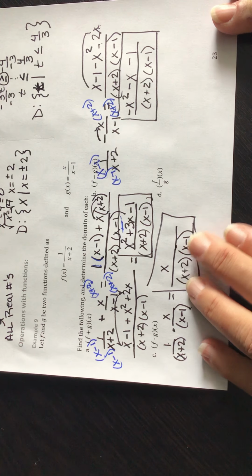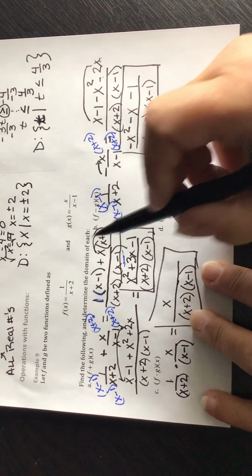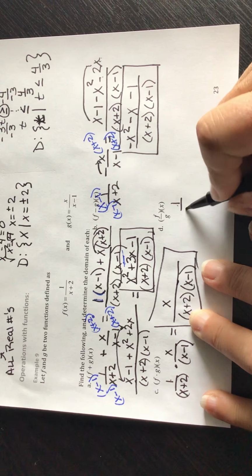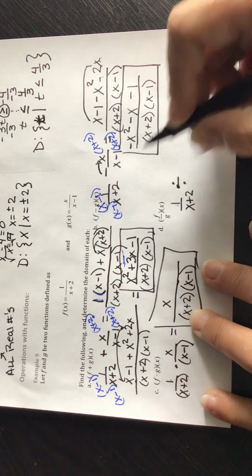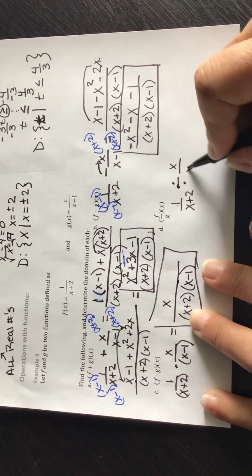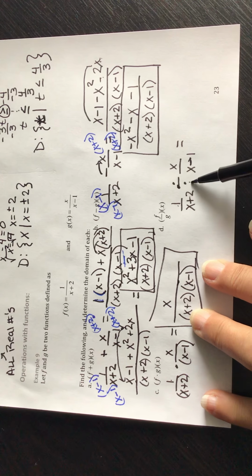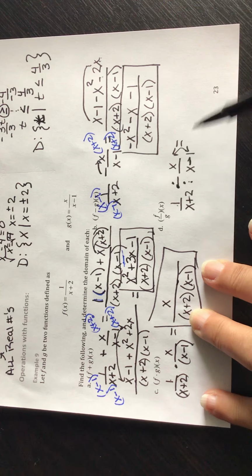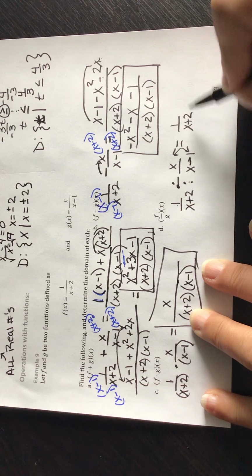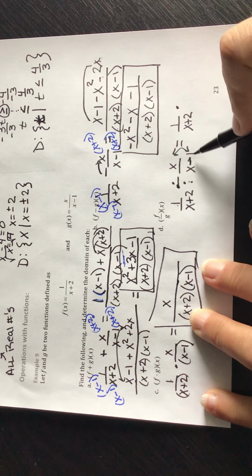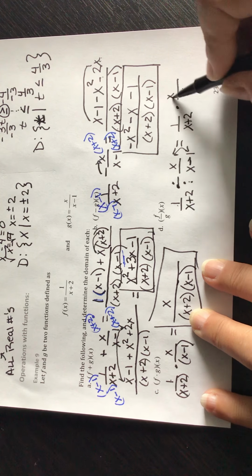And in part D, last but not least, we're dividing those functions. So if I have 1 over x plus 2, let's do division first, divided by x over x minus 1. I know that division means to multiply by the reciprocal. First fraction stays the same, and I'm going to multiply by the reciprocal of the second fraction, so x goes on bottom, x minus 1 on top.